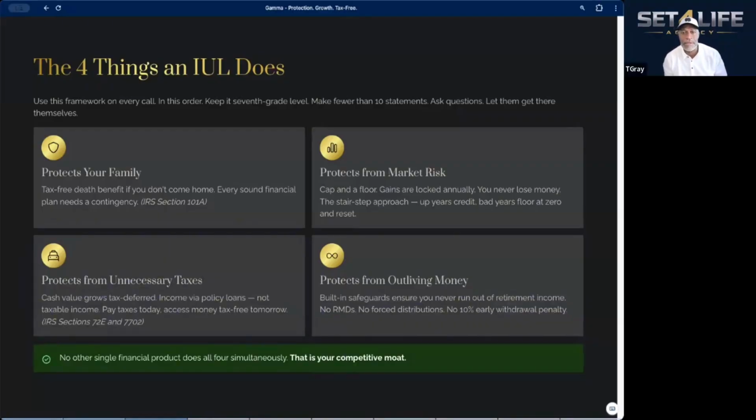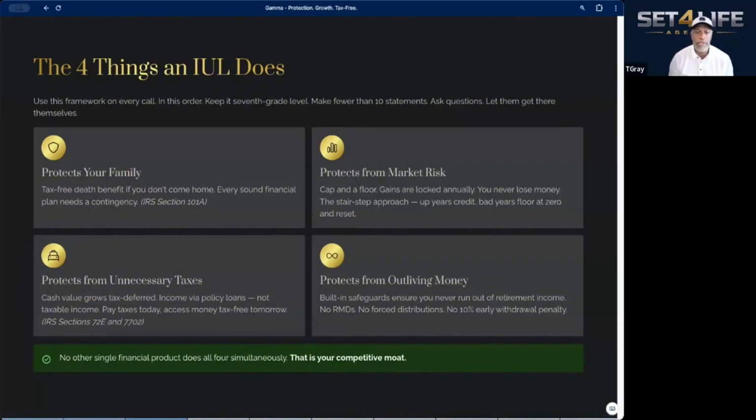The second thing it does is it protects you from market risk. There's a cap, there's a floor. You get your gains every year, but you never lose money. There's up years, you get credit. In bad years, the worst case you get is a zero, depending on the product.